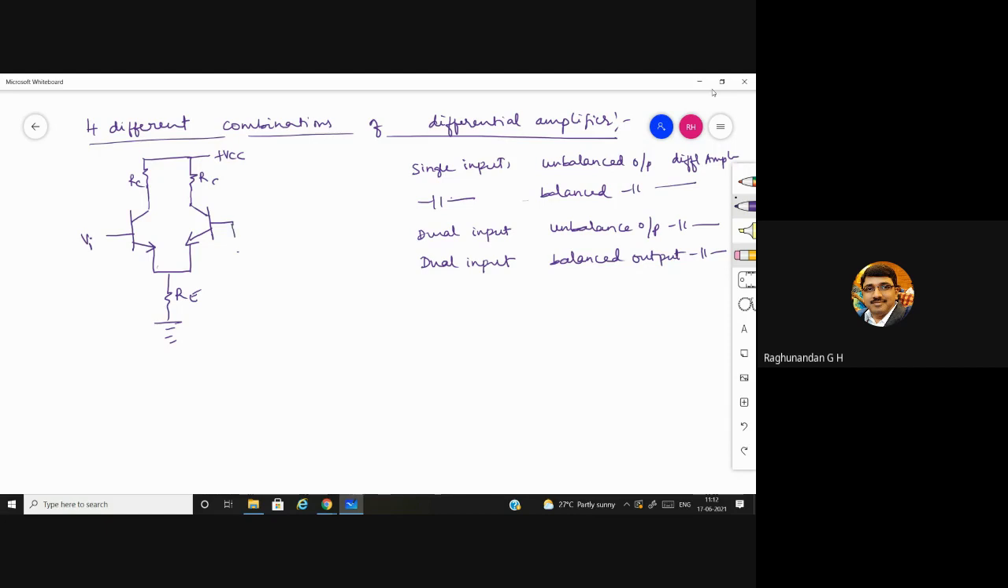Now, can anyone tell me what kind of differential amplifier this is? Single input and balanced output. Very good. It is single input balanced output because one of the input terminals is given input and output is taken across both the transistors.